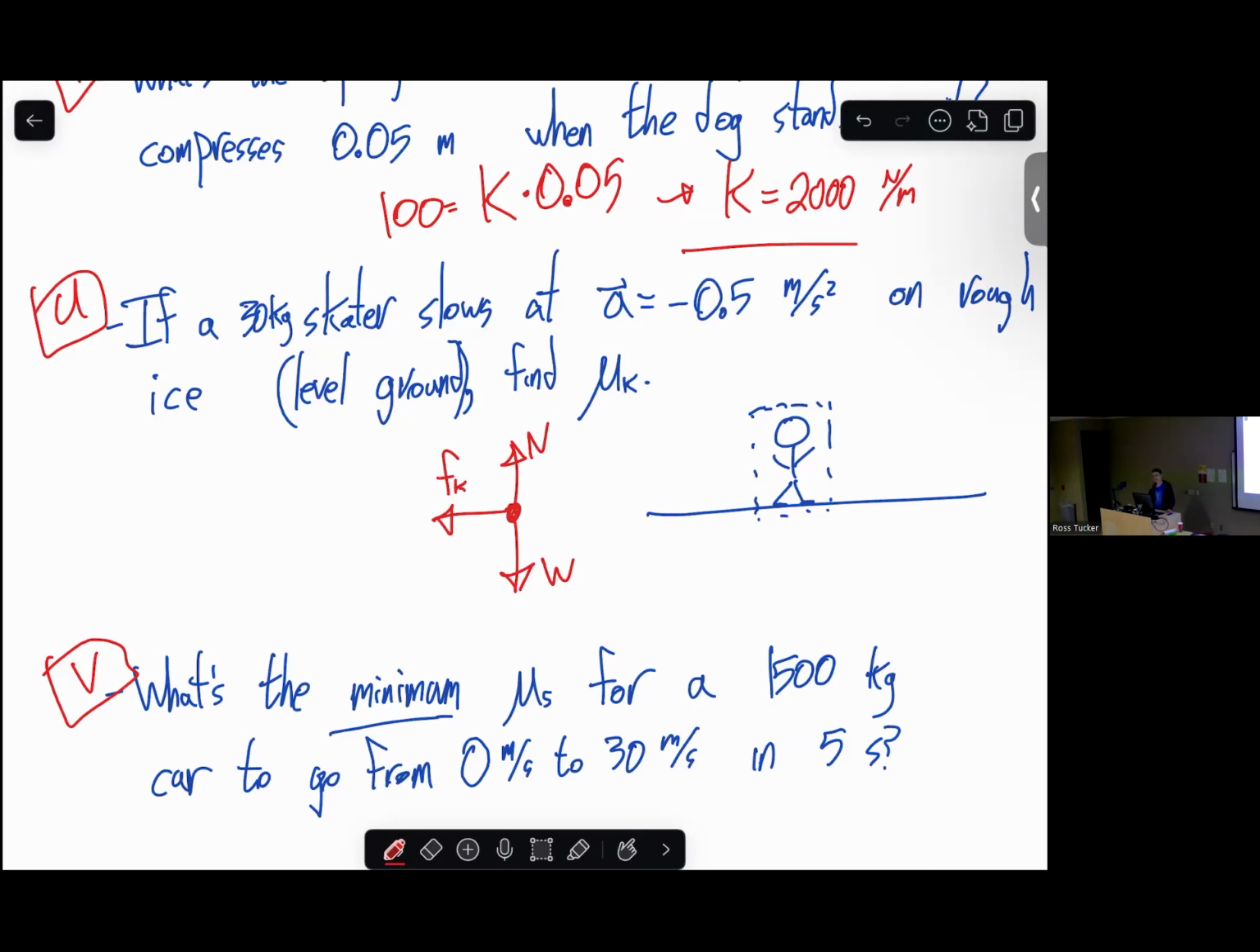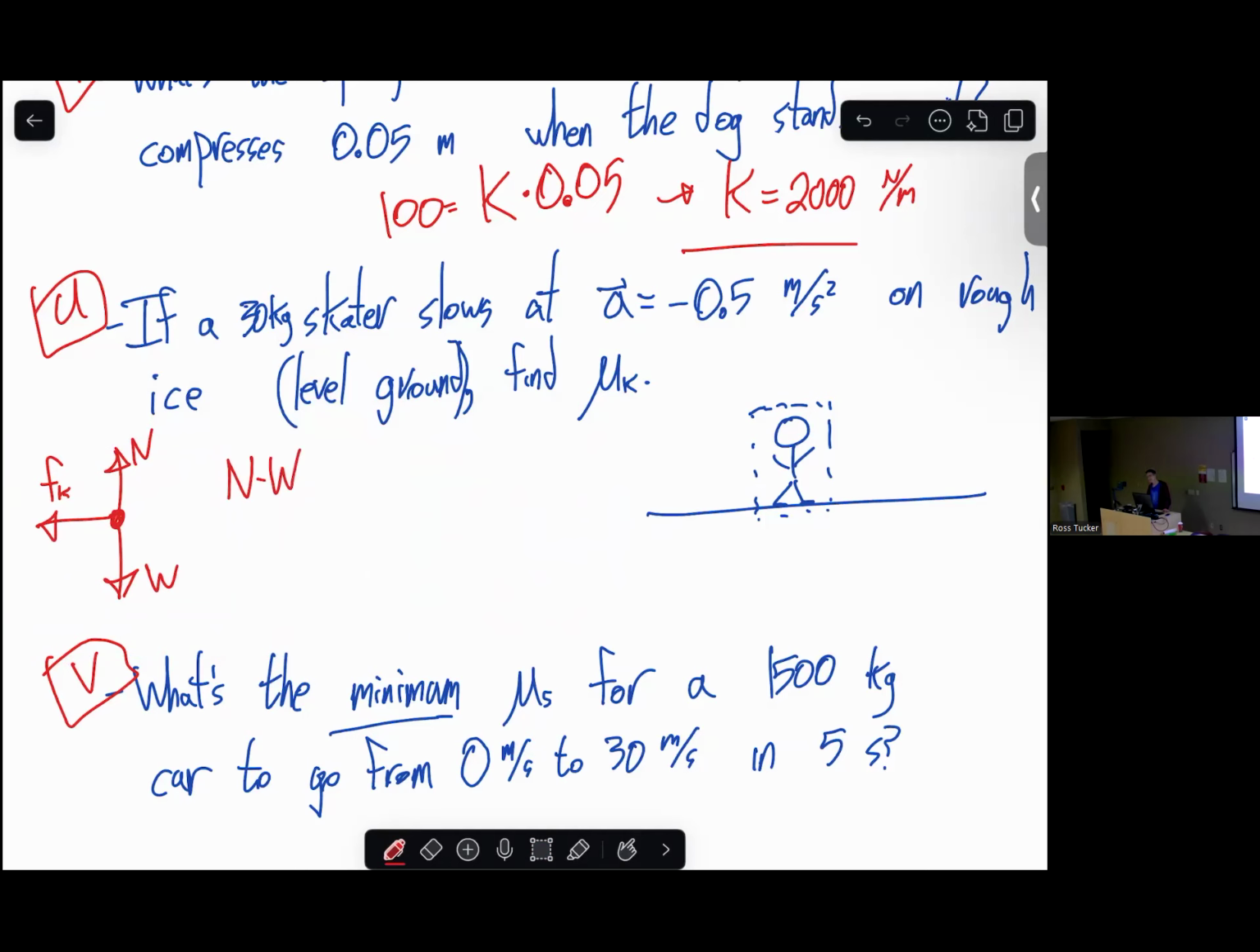There's your free body diagram. Ain't no other forces, ain't no other objects touching them to exert those forces. Okay, so if that's our free body diagram, if that's our force diagram, then what can I conclude? I can write down F equals ma in each direction. Normal minus weight equals what?